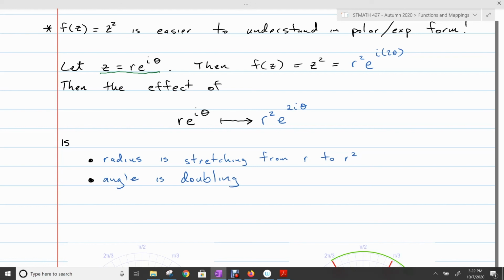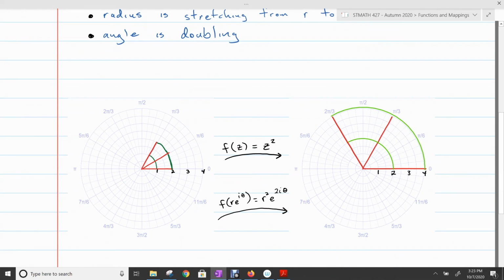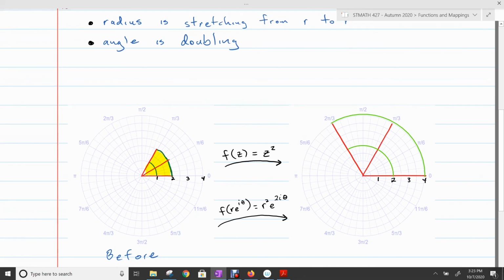So here's a nice way to visualize that down here. For my before picture, I want to focus on this little circular sector of radius 2 that goes between angle 0 and pi over 3. So just this little region right here. If you take all the points in that region and you square their radii and you double their angle, it sends it to this region over here.